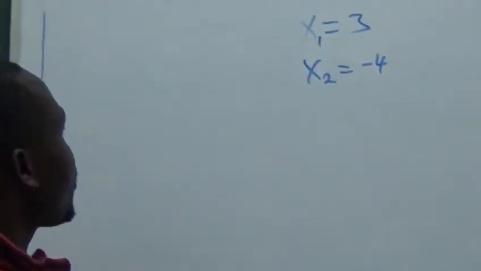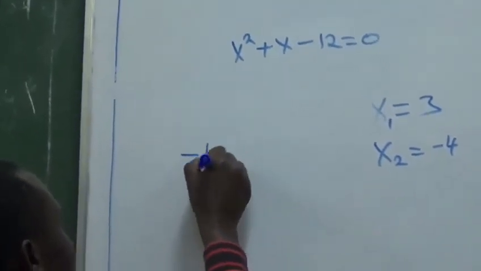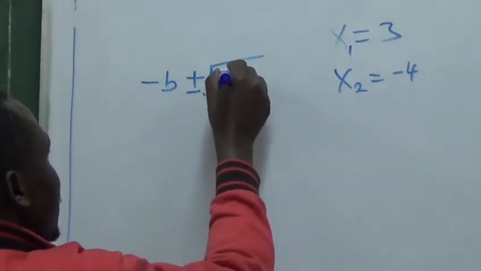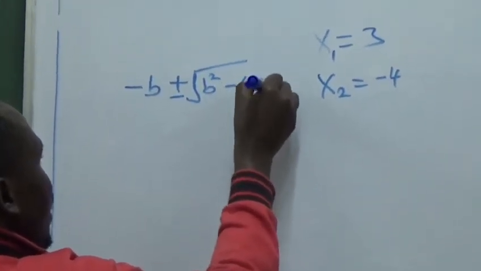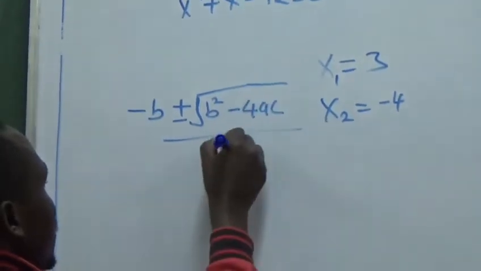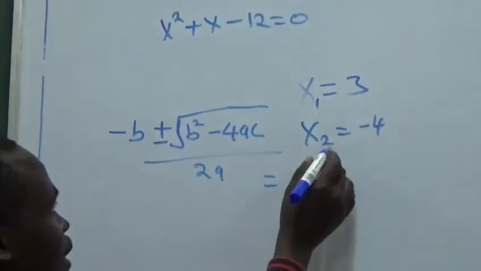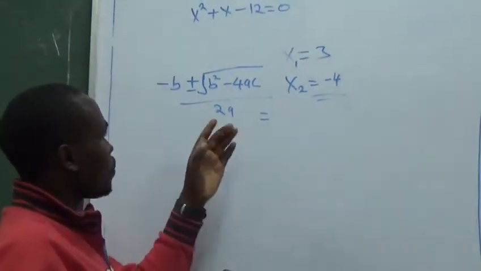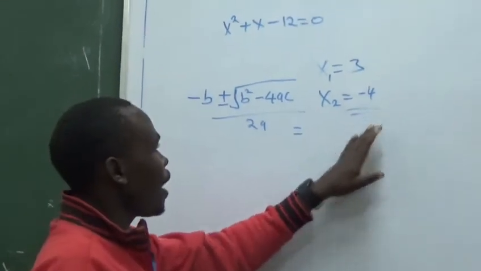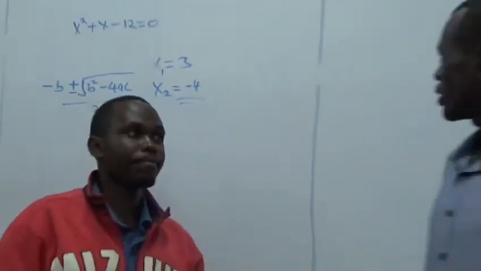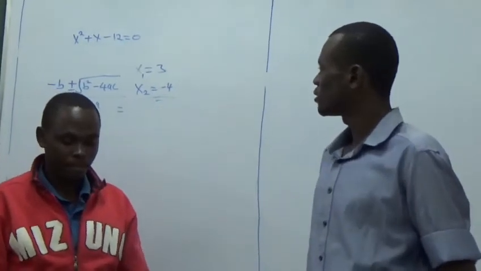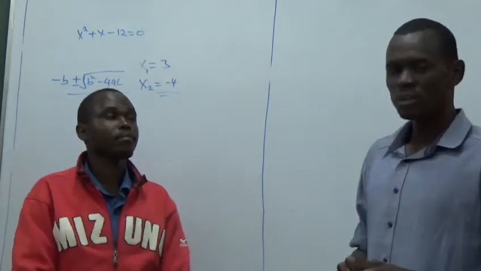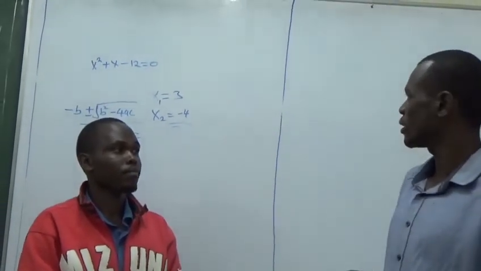If you use whichever method, like the quadratic formula, negative b plus or minus the square root of b squared minus 4ac, divided by 2a, you will still get the same answer. If you are going to use factorization, I'm sure you are going to get the same answer. Okay, after knowing how to find these roots, in this case we have x as 3 and x as minus 4. Also, we have another sum.